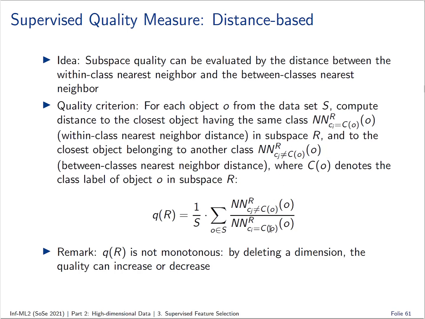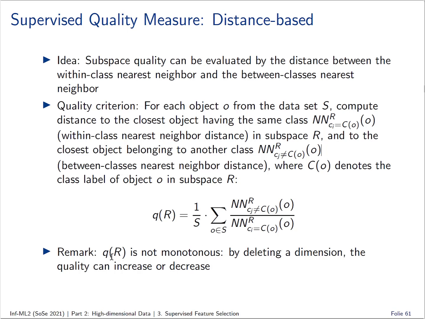And then we take the ratio between those two, the between class nearest neighbor distance divided by the within class nearest neighbor distance, sum that up for all objects in the data set, and then just take the average of it. Here the cardinality of S, that is a small mistake on the slides. It should be the cardinality, the brackets or lines around S. So it's the cardinality of the data set S. That is the normalized ratio between the within class nearest neighbor distance and the between class nearest neighbor distance that is computed here.